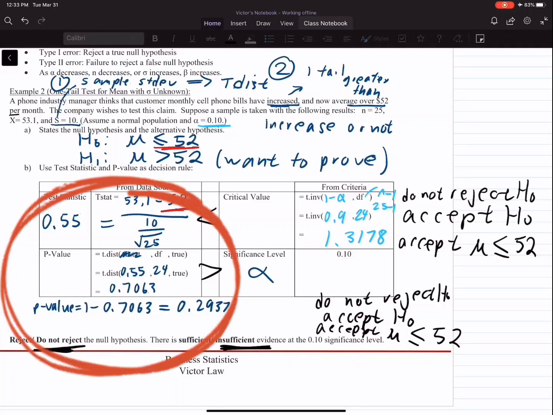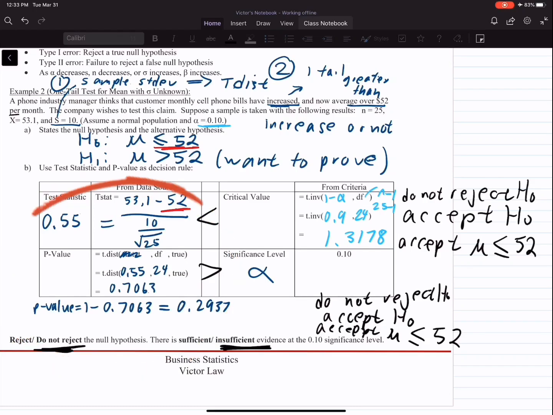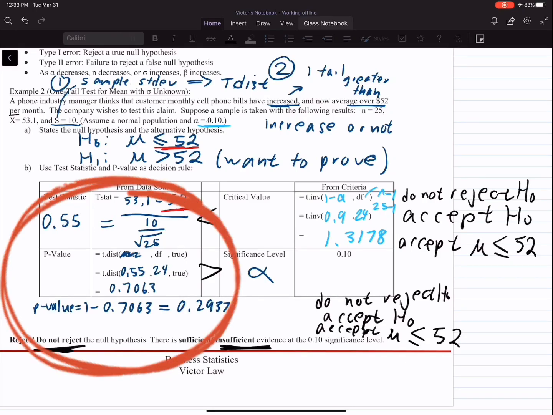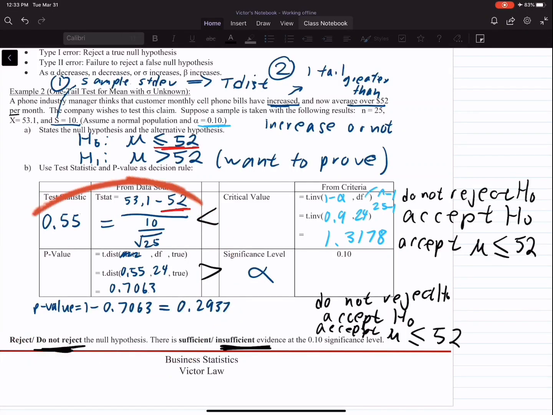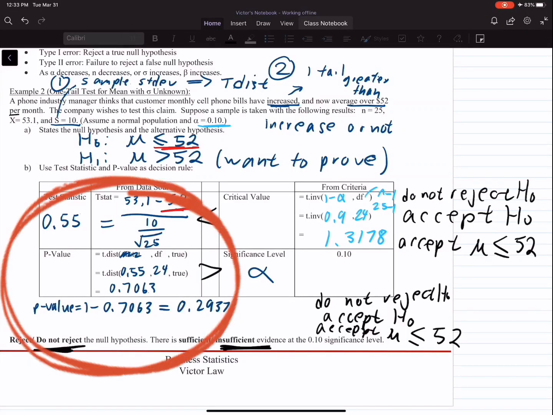So once we substitute these three variables into the equation, so we put equal t.dist, open bracket 0.55 comma 24 comma true. We plug that into Excel. We're going to get the probability equals to 0.70. And then we're going to take 1 minus the probability of that to get the p-value. So p-value equals to 0.2937.